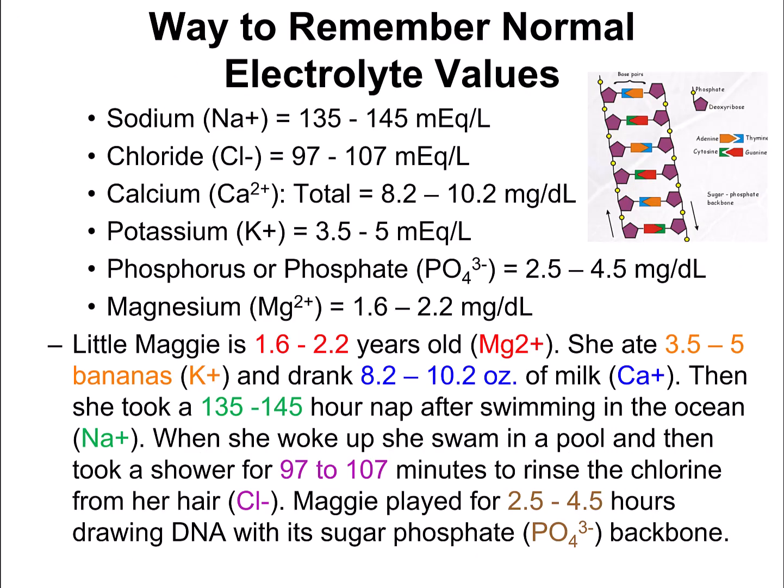Well, ways to remember these values. This is a really good flashcard way to remember it, and writing them out. Make sure you can go, okay, sodium, what's the value? What's the range? 135 to 145 milliequivalents per liter. So you want to write that out. There's also a saying here about little Maggie that you can read through, and if it helps you to remember in this way, then great.